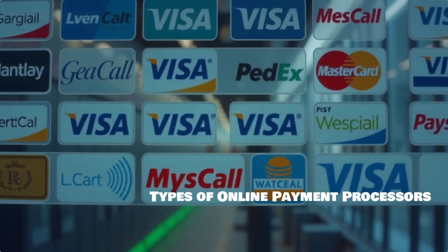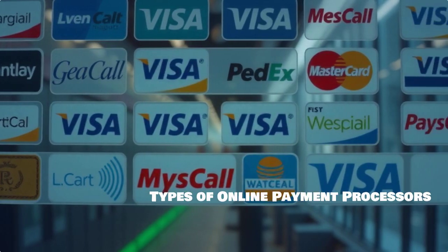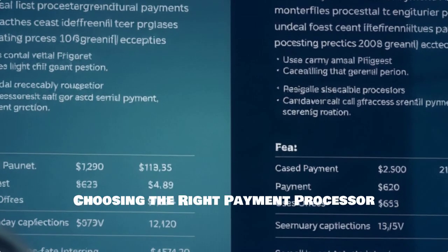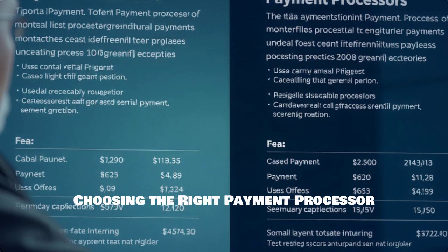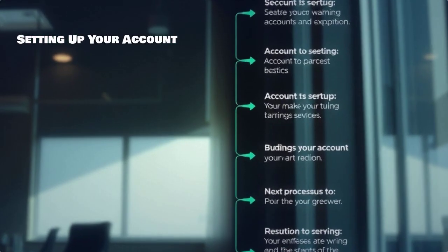First, let's look at the different types of online payment processors available, such as credit card processors, digital wallets, and payment gateways. When it comes to choosing the right payment processor, consider factors like transaction fees, supported payment methods, and customer support. Now, let's set up your account.